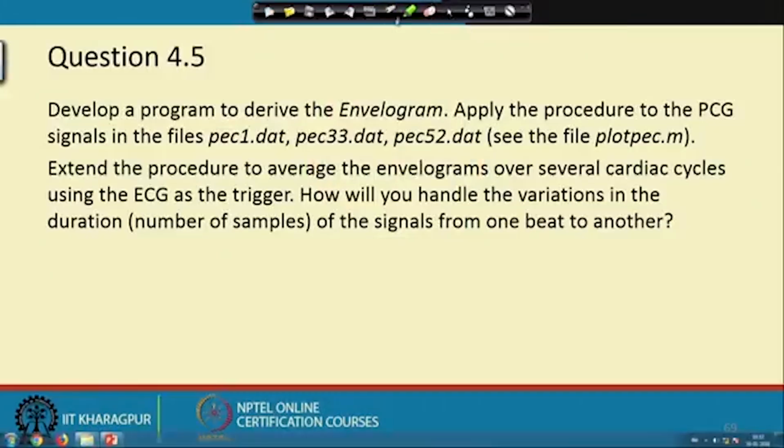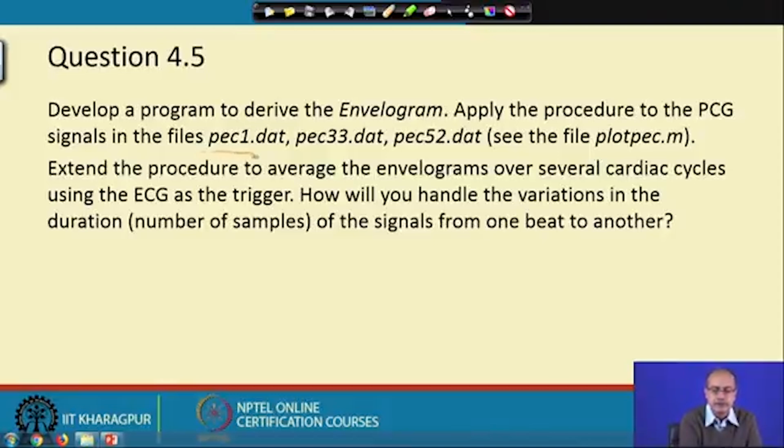Now, we will look at the fifth problem of the fourth tutorial. Here we have to go for an envelogram, and in this case we are given 3 data files: PCG1, PCG33 and PCG52. To read those files as well as plot, we are given a MATLAB file.